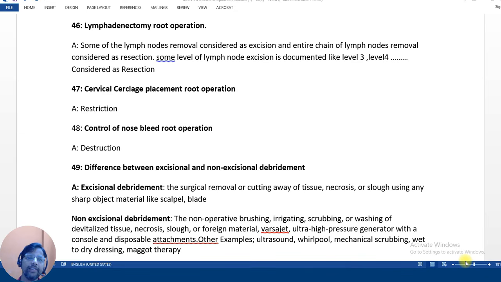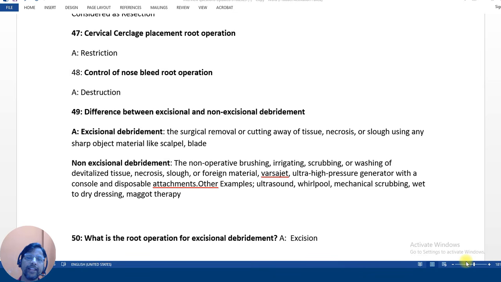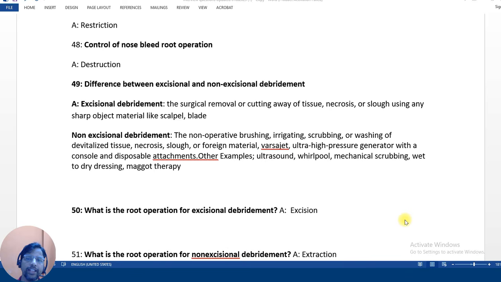So what is the root operation for lymphadenectomy? If the physician mentions I have removed only a few lymph nodes, you need to code it as excision as the root operation. If the physician mentions I have removed the complete chain of lymph nodes, you need to use resection as the root operation for lymphadenectomy. What is the root operation for cervical cerclage? Here you need to use restriction. What is the root operation for nosebleed control?